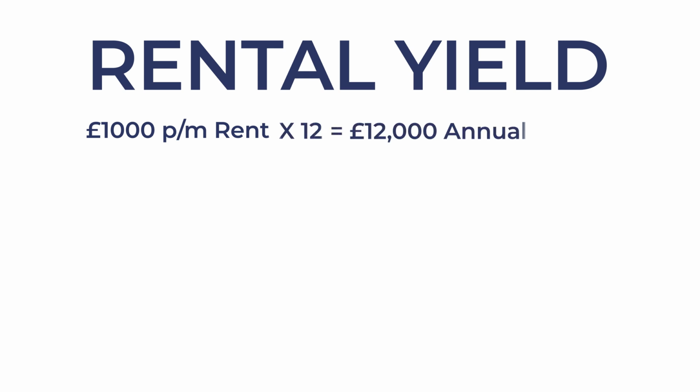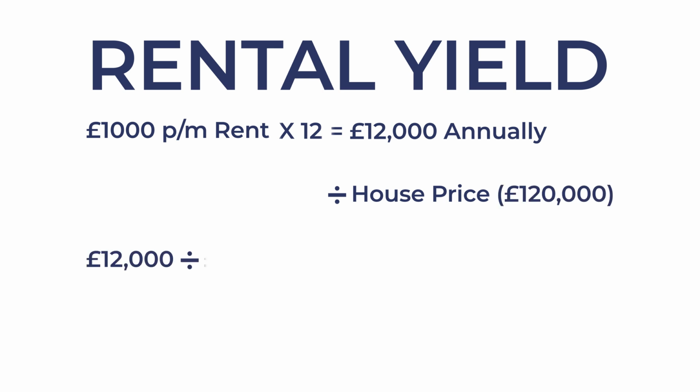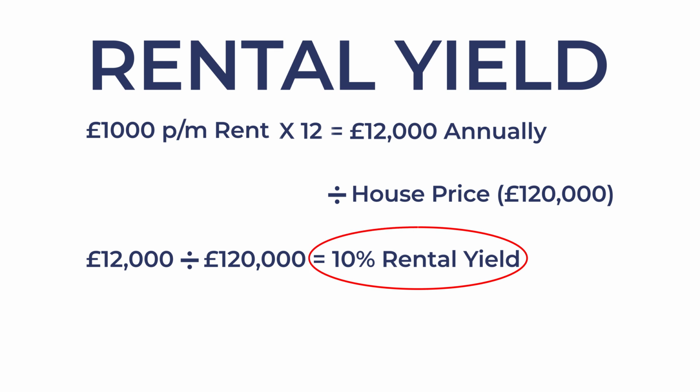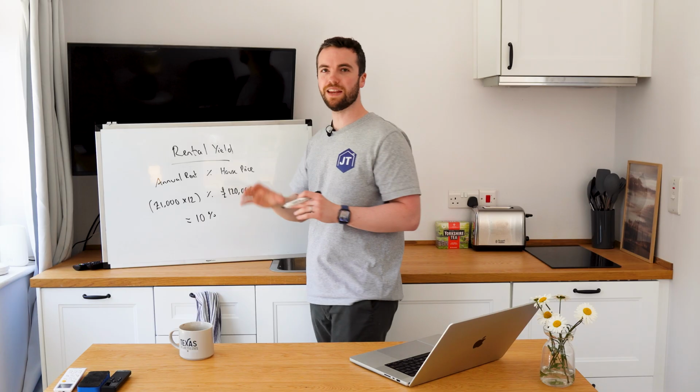So for example, if you have a £1,000 a month rent, you times that by 12, which gives you the annual amount, which is £12,000 annually. You divide that by the house price, which might be £120,000. This would give you a 10% yield, which is a fantastic yield. Anything above 5% yield is okay. Anything above 7 or 8% is fantastic.